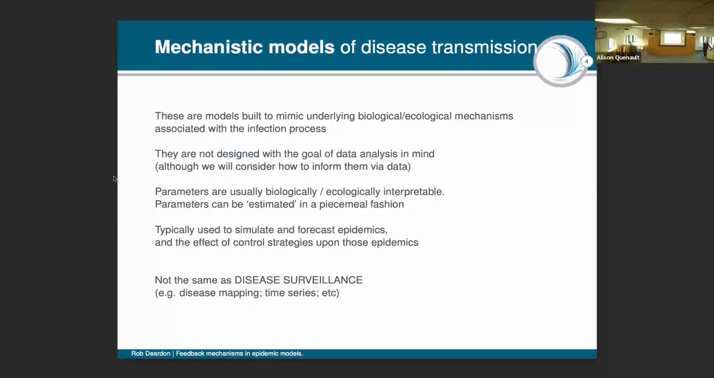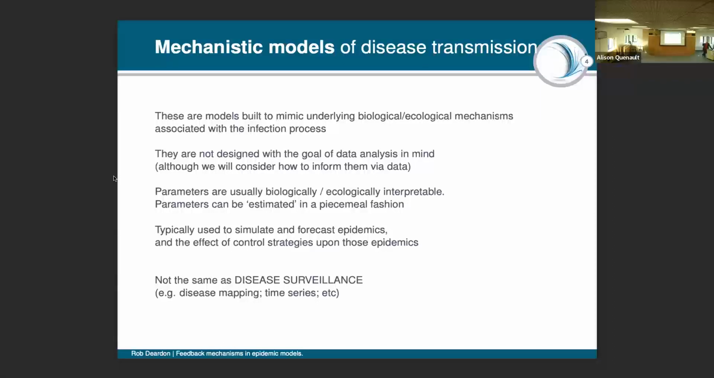One thing I want to point out about the sort of models that I'm talking about, if we term them mechanistic models generally, is that they differ a little from the standard statistical models that we often use, your GLMs, your survival analysis models, in that they're built from first principles to mimic ecological and biological processes. Generally they've got ODEs at their heart. They were not designed with the goal of data analysis in mind, or not originally, but we're certainly interested in that as statisticians.